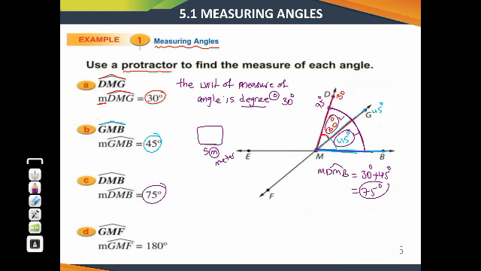So in here we have 75 degrees. The last one, measure of GMF. Where's GMF? I'm going to change the color. G, okay, GMF. Where's G? G, okay, in here G, start to M to F. GMF, what is the angle?